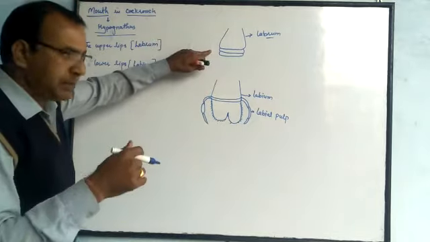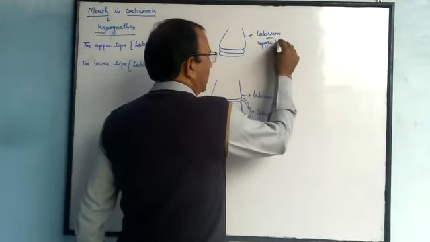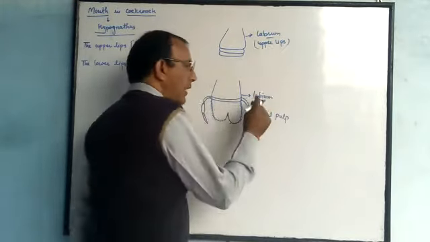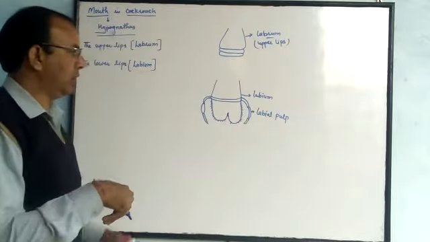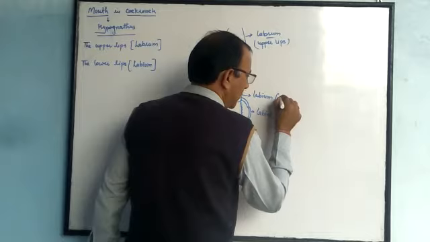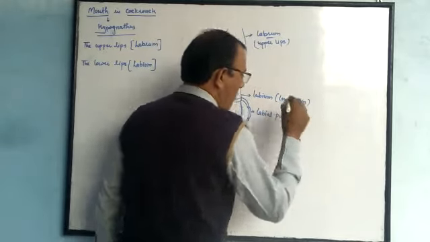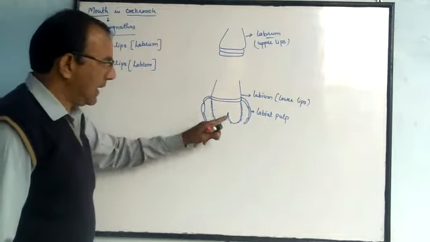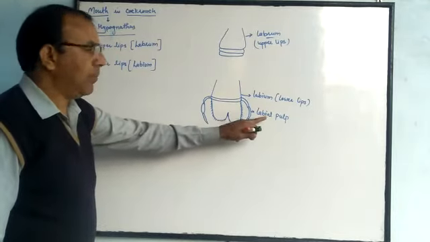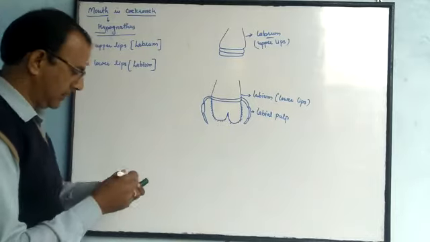This is the upper lip, which is known as the labrum. The upper lip and lower lip help in engulfing the food particles. This is the lower lip, the labium, and it contains labial palps, which help to engulf the food particles.